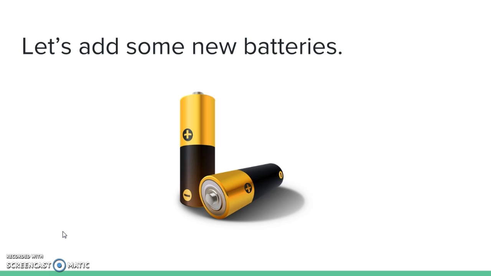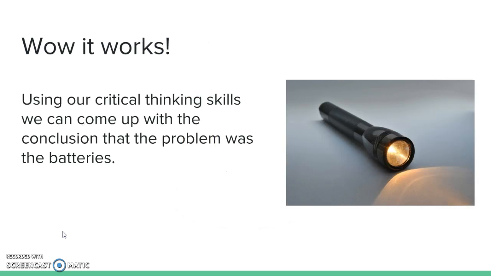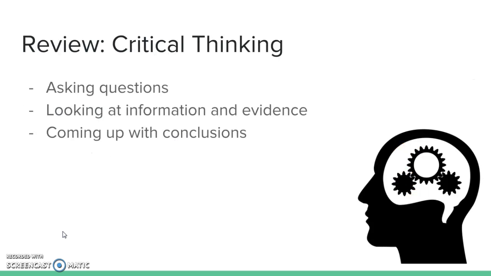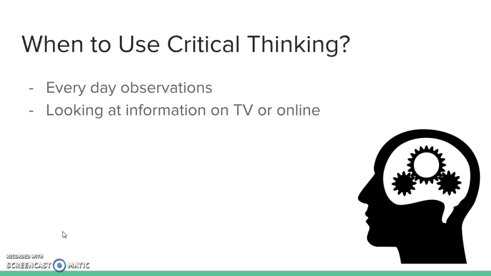So let's use a different method and let's add some new batteries. Wow, it works! Using our critical thinking skills, we can come up with the conclusion that the problem was the batteries. So in review, what is critical thinking? It's asking questions, looking at information and evidence, and coming up with conclusions based on that information and evidence.